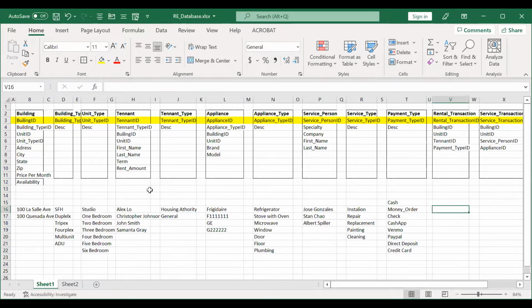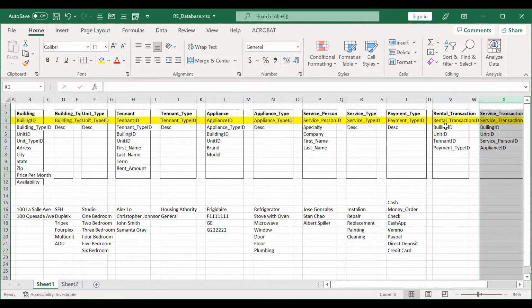And I thought about it, and there are two types of transactions going on between tenants and landlords, let's say, right? There is some kind of repair transaction going on and some kind of payment going on, right? It's payment for the apartment and service transaction. So that's why I have two tables here, which is a rental transaction and service transaction.